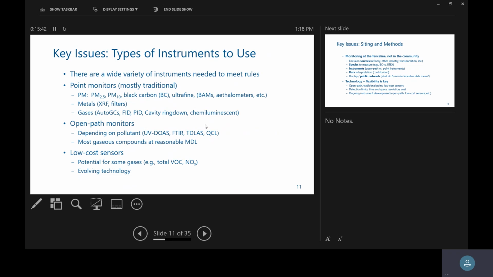But there are parameters that you can't measure with open path, and the answer to that is point monitors. So particulate: PM 2.5, PM10, ultrafine particles, black carbon, which is basically soot from combustion sources. All of these need to be point monitors. And there are various gases that aren't amenable to open path, and so you need to go to GCs. Does that ring a bell to you guys?